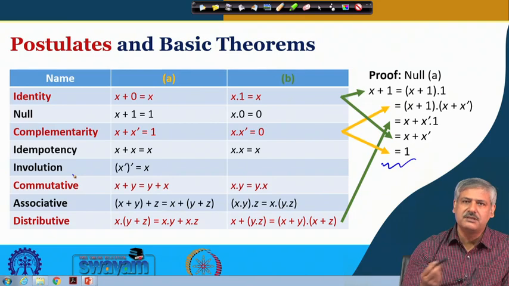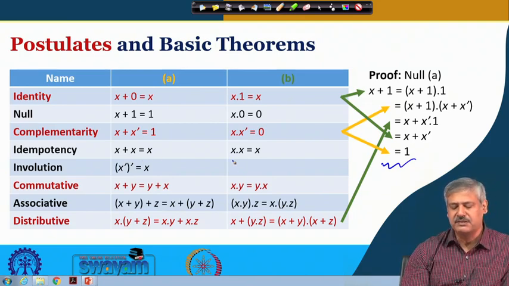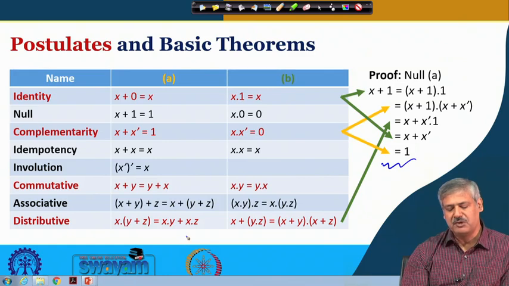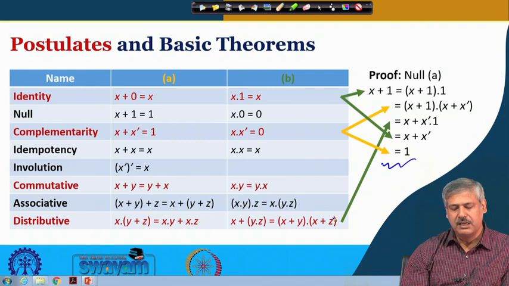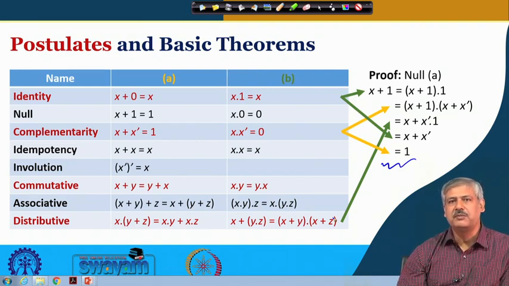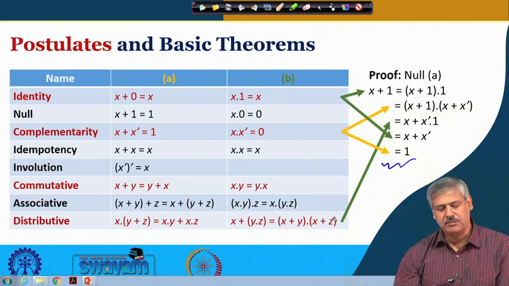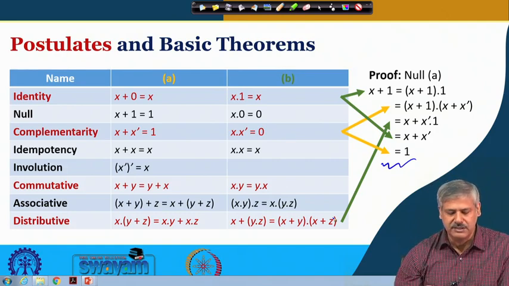Idempotency means it remains the same, that is x plus x is equal to x, and x ANDed with x is also x. Involution: the double prime, the double complement, is the variable itself. Commutative, we have already seen: x plus y is the same as y plus x, and xy is yx. Associative, as I said, can be derived from the postulates, as we have already noted. Distributive comes from the postulate which we noted before. And as I said, the theorems can be developed from the postulates. More such theorems we shall see later in the next slide.